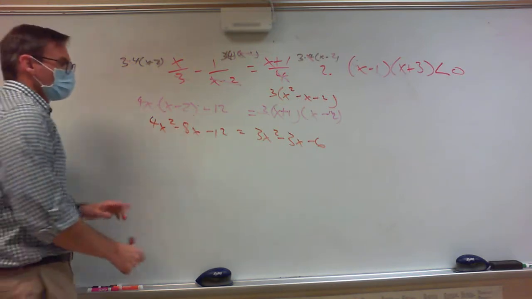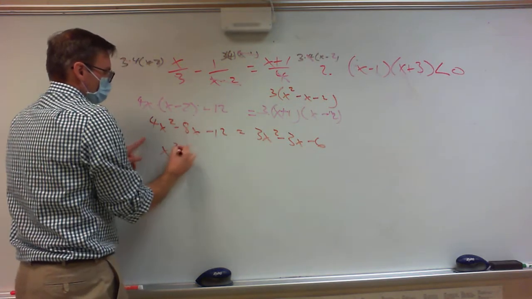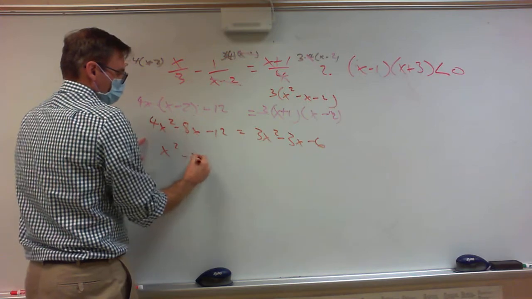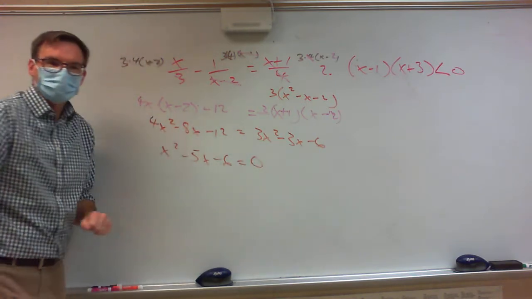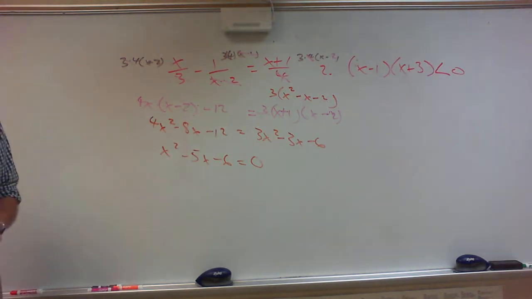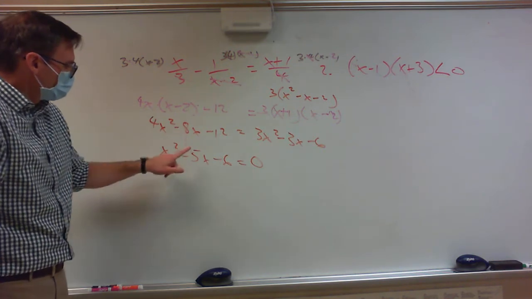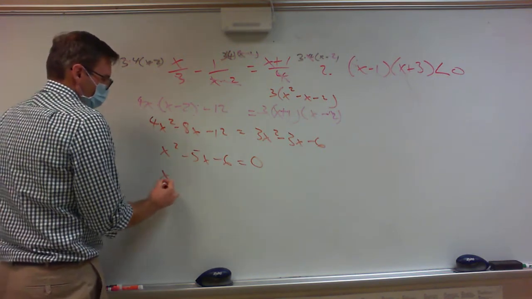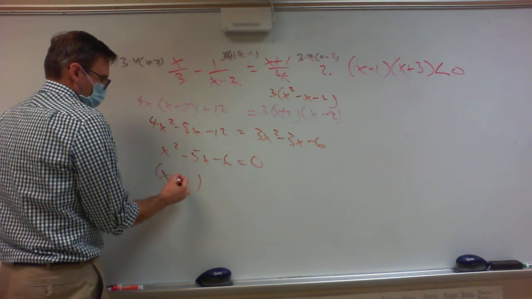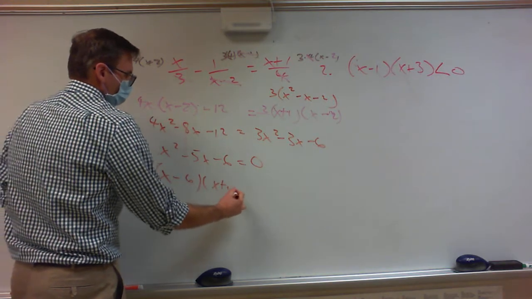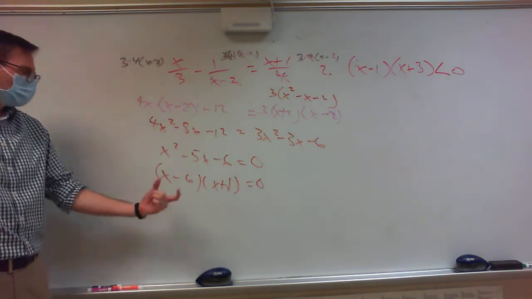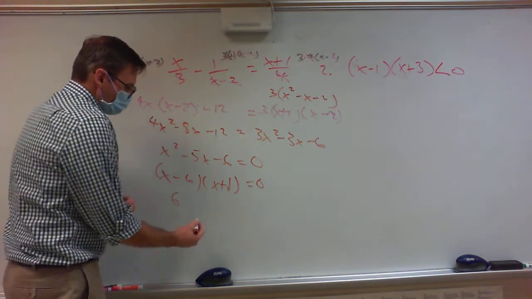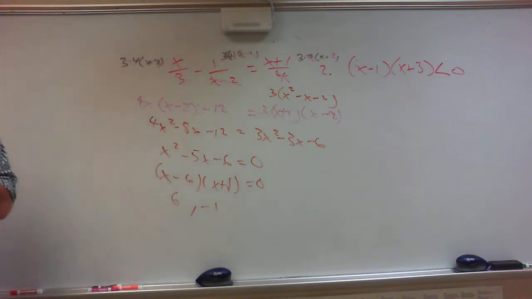And anytime you see x squared and x in a number, set it equal to 0 and hope you can factor. So if I move this over, that's going to give me an x squared. If I move this over, I get a minus 5x. If I move this over, I get a negative 6. Did I do that right? Yeah. Okay. And to get that negative 5, I think I'm going to have to say x minus 6 and x plus 1. And what makes that 0 is a 6, and what makes that 0 is a negative 1, and so now we've solved.